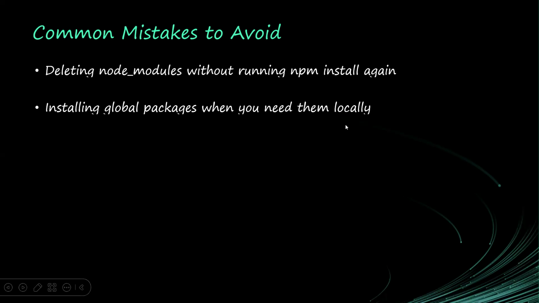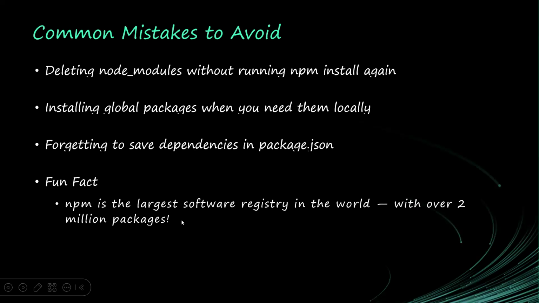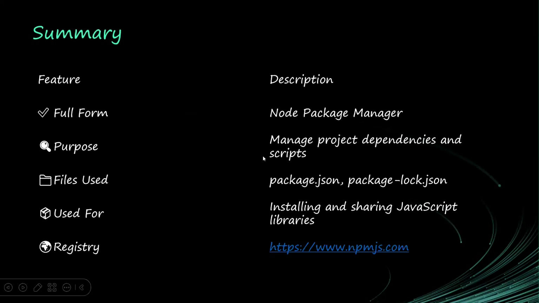Sometimes you don't need them globally, like this Axios we installed now. We don't need it globally, so don't install packages globally when you don't need them globally. Another mistake is forgetting to save dependencies in package.json. All right. npm is the largest software registry in the world with over 2 million packages. So that is a fun fact.